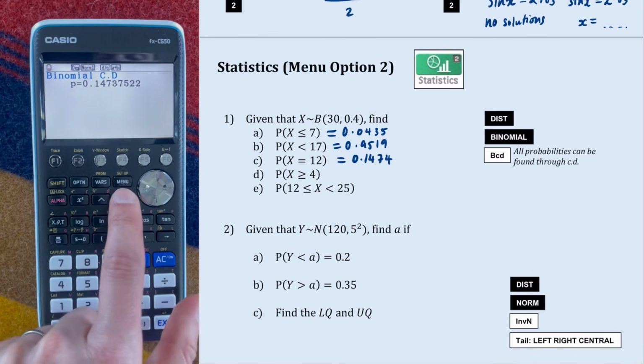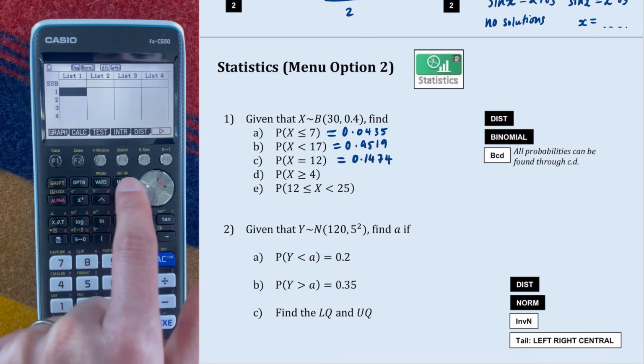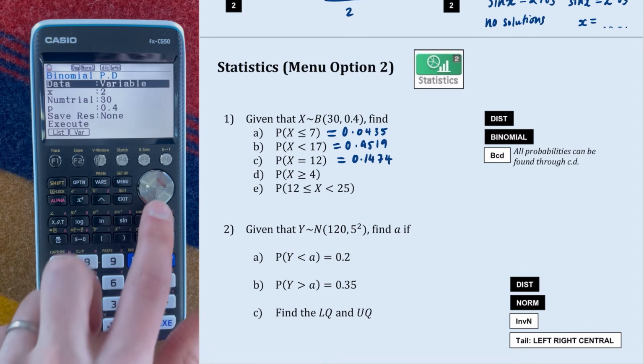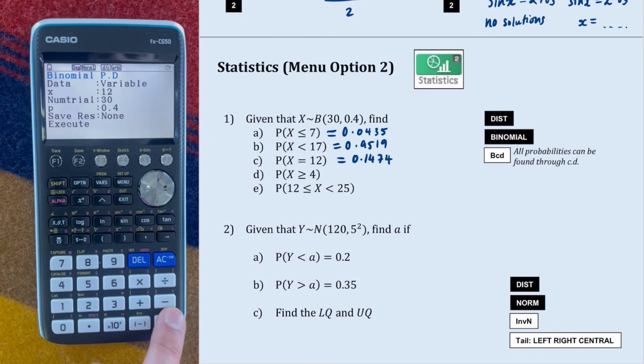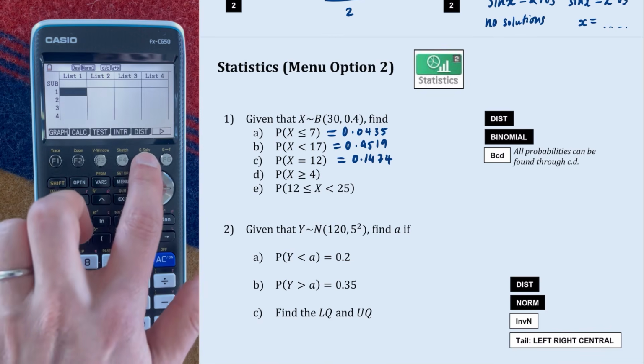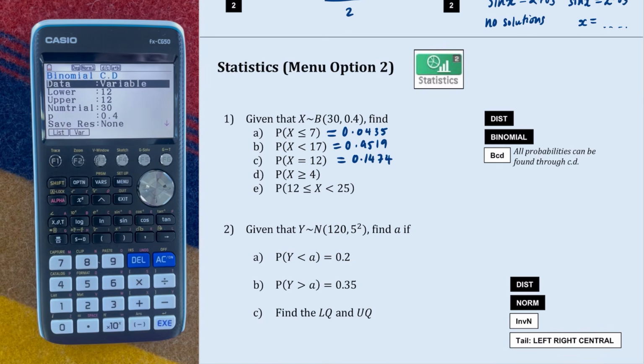0.1474. You know what, I'm just going to quickly show you why I prefer this one. So if I jump back and I do the distribution and I do it as the PD instead, and I just change x to 12, you'll see how you get exactly the same answer, but you don't have to jump back and forth. So I'm just going to always leave it in this BCD here.